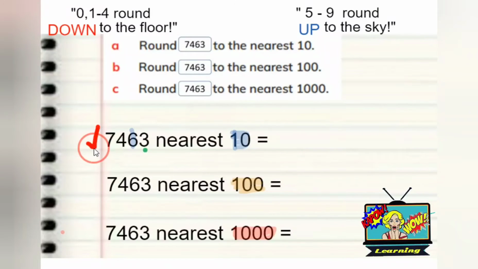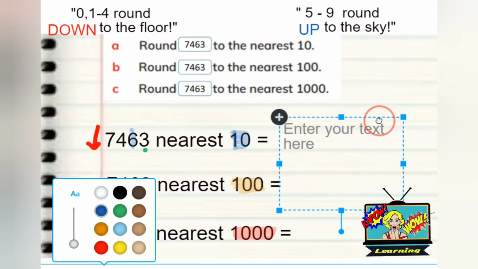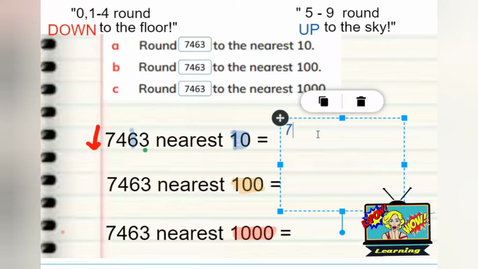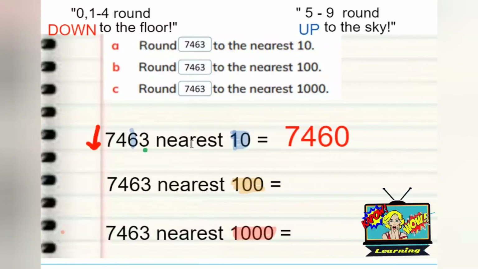So if we round down, as I always said before, we're going to write out the number. But remember, we go 7, 4, 6. We keep the same, but the rest of the numbers round down. And I'm going to do it in red because it's been rounded down. Okay, so there we go. So 7,463 rounded down to the nearest 10 is 7,460.